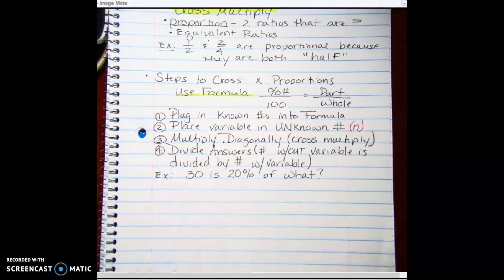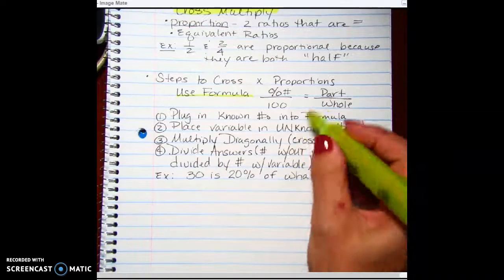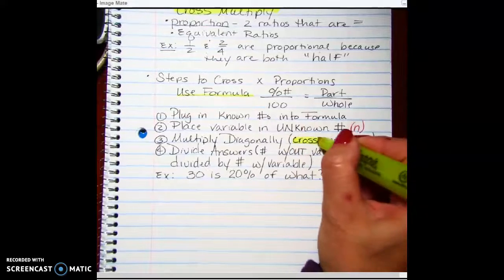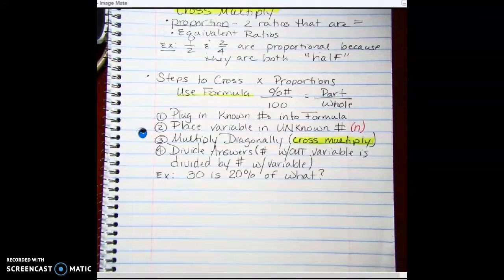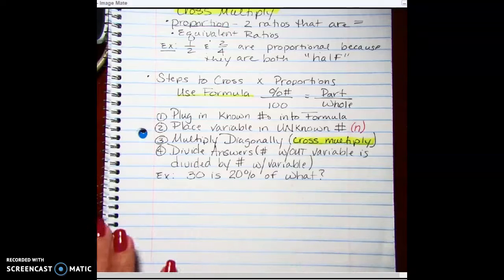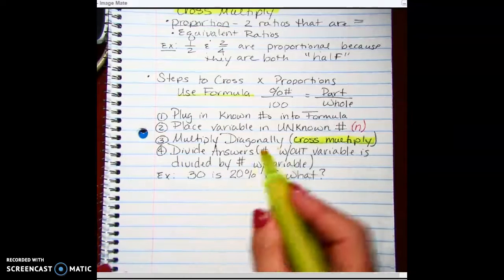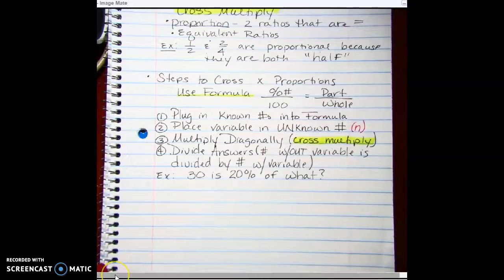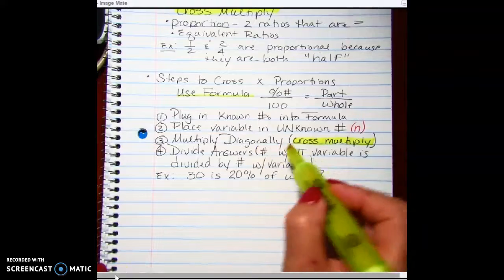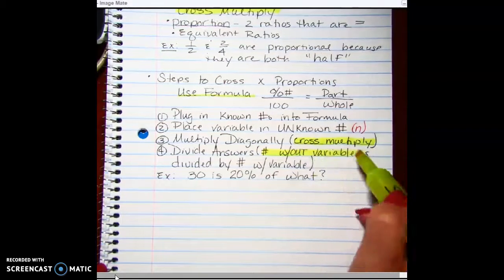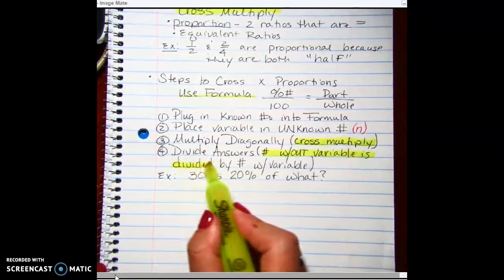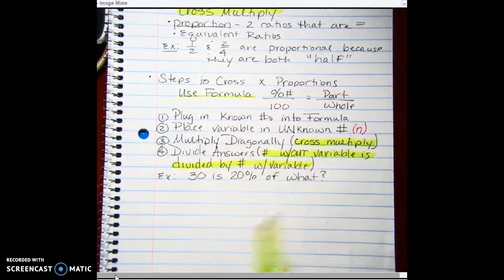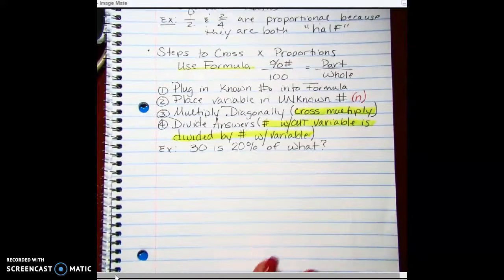Then what we do is we multiply diagonally. That is the cross multiplying part of our lesson. After we do that, we divide the answers. Now, I am going to highlight this second part because you need to know how to divide. So the number without the variable is divided by the number with the variable. You will know exactly what to do when we work this out.